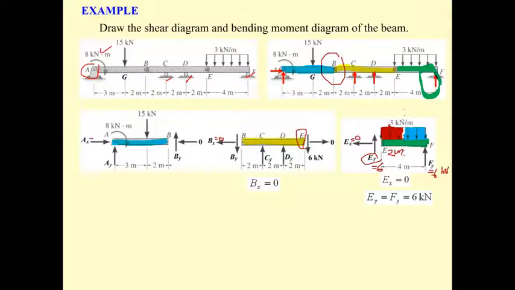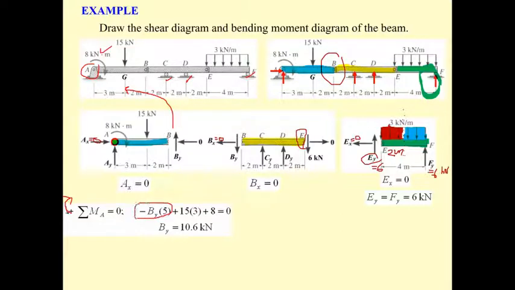Summation of F sub x equals 0. This is 0. And now we may take moment at point A. If you take moment at point A, B sub y is going to rotate in this direction, counterclockwise. B sub y times the distance of 5, and it's counterclockwise. So B sub y times 5 is negative, because it's counterclockwise, and we set clockwise as positive.